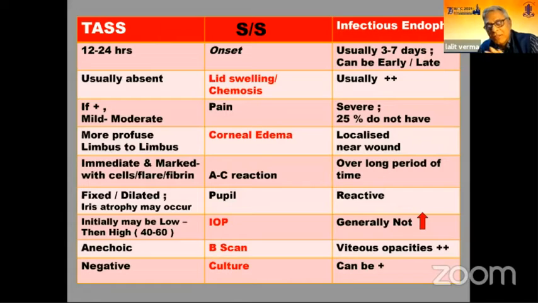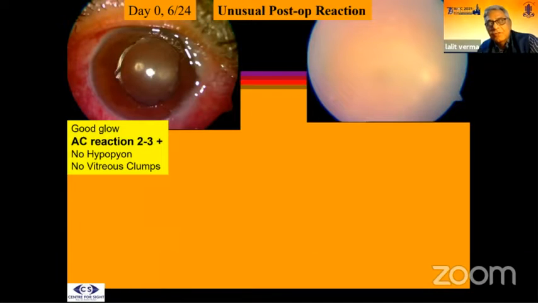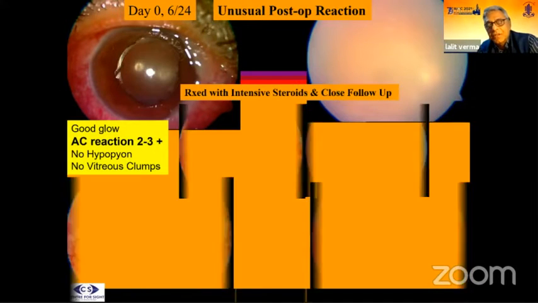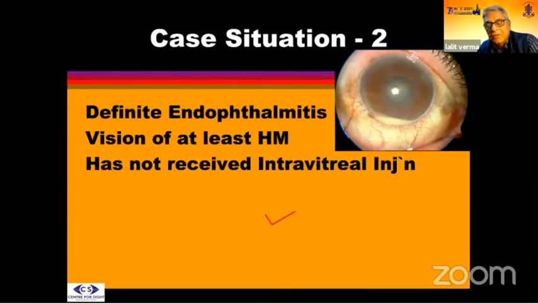So this chart is very helpful for me, where you can try to differentiate between a TASS and an infection and endophthalmitis. And if you're shifting towards TASS, I do not give any internal antibiotics. I will load this patient with steroids by all possible routes and follow up very, very closely, maybe twice a day or so. So this was the first patient which I had shown, and this patient was treated with intensive steroids and follow-up. Follow-up is very essential because anytime they can tilt towards endophthalmitis. And fortunately, this patient recovered.